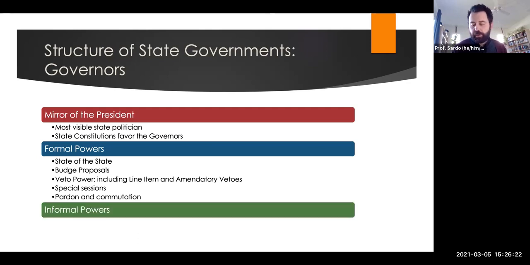They also have a series of informal powers. Being the most public state-level politicians, they can fundraise and campaign for state, local, and national office. The executive branch is not just the governor, though. There are also going to be attorneys general, secretaries of state, and all these other executive positions. But unlike at the federal level, these are often elected rather than appointed by the governor.